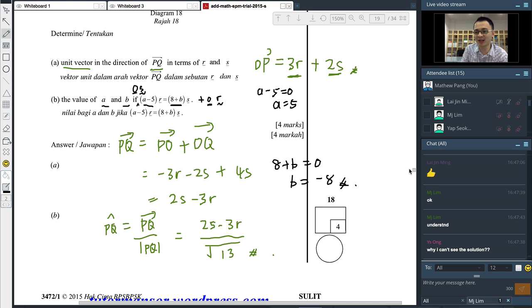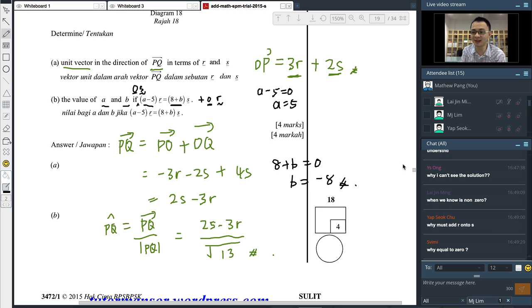What do you mean you can't see the solution? You cannot see what I write? Any problem so far? Is that okay? If the question does not mention anything, just assume it is a non-zero vector.